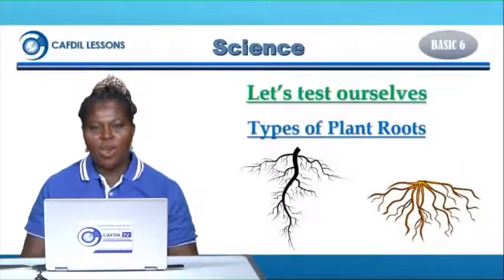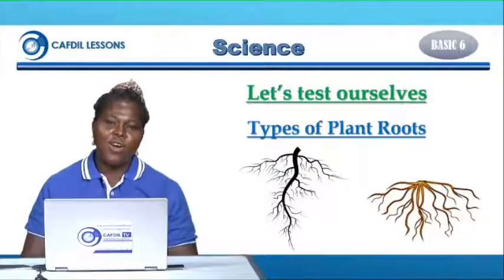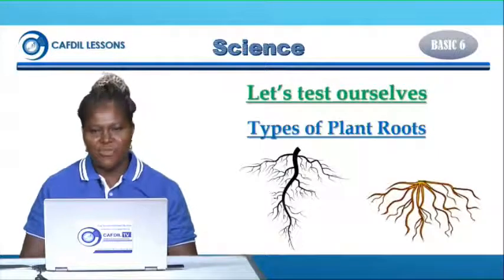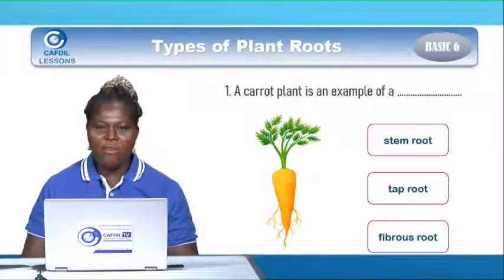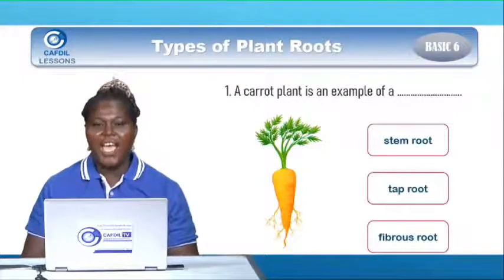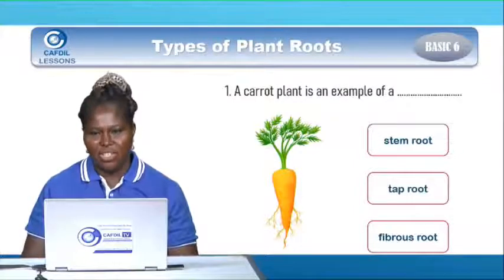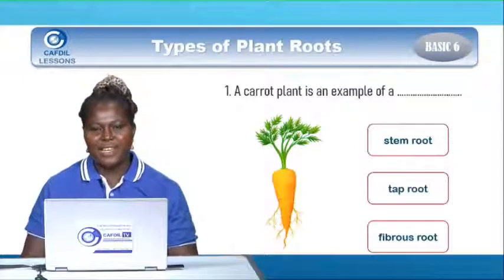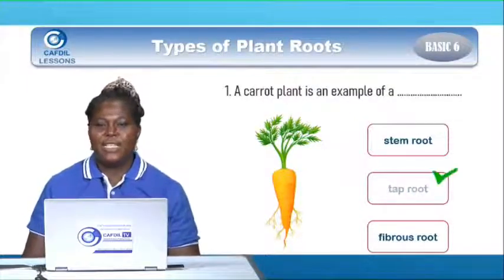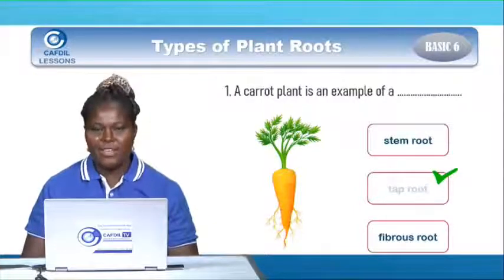Good. So let's test ourselves on types of plant roots. Question number 1. A carrot plant is an example of a dash. So the carrot plant is the tap root.